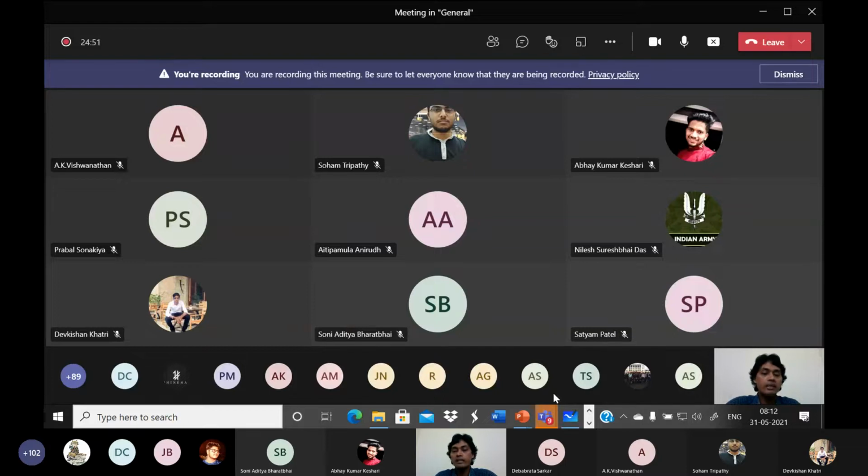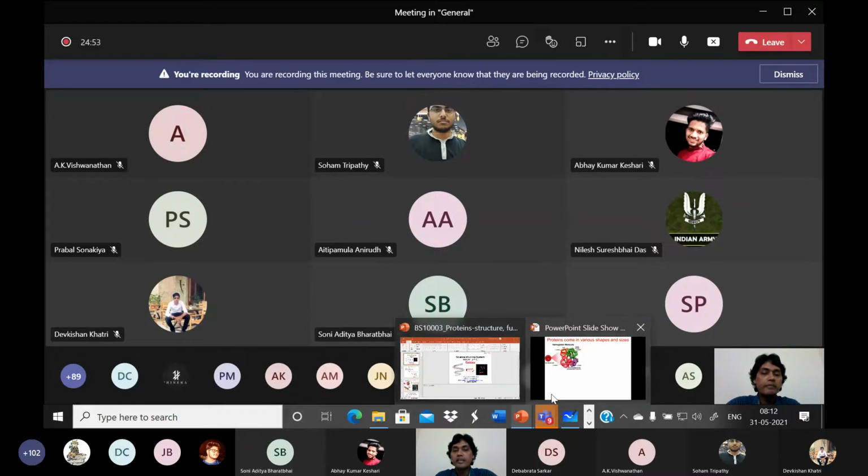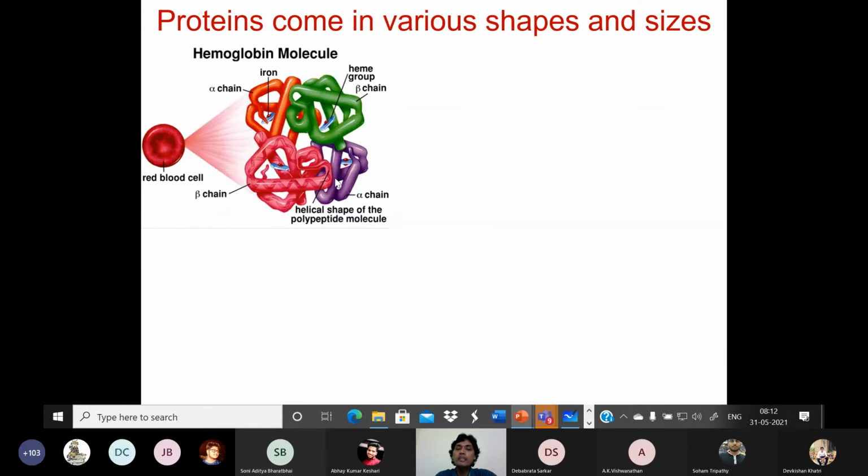Okay, but now if you see how hemoglobin looks, it is a globular protein, and by the end of this class you will understand how, from a primary structure, primary meaning just the amino acid sequence, you get this compact three-dimensional fold so that it can achieve its particular function. Okay.